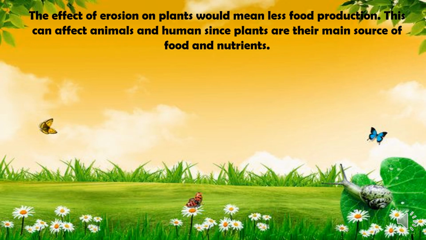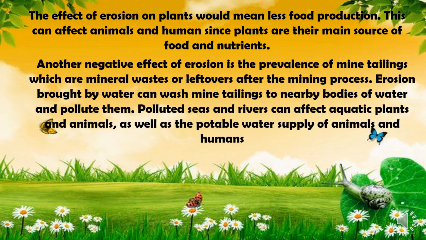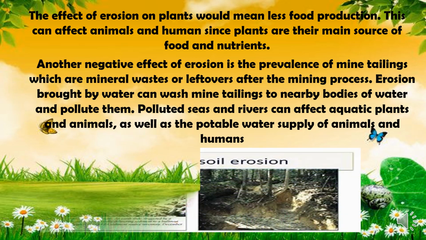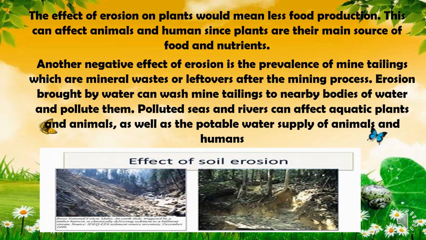The effect of erosion on plants would mean less food production. This can affect animals and humans since plants are their main source of food and nutrients. Another negative effect of erosion is the prevalence of mine tailings, which are mineral waste or leftovers after the mining process. Erosion brought by water can wash mine tailings to nearby bodies of water and pollute them. Polluted seas and rivers can affect aquatic plants and animals, as well as the potable water supply of animals and humans.